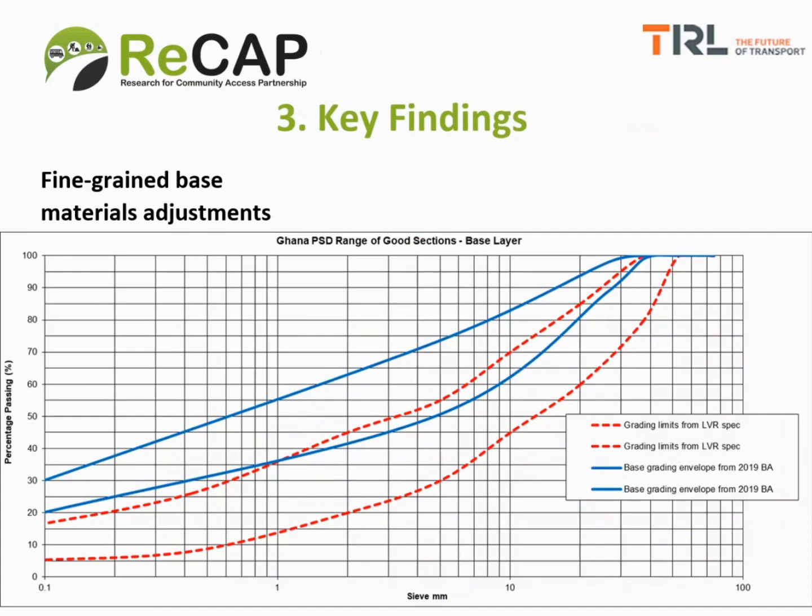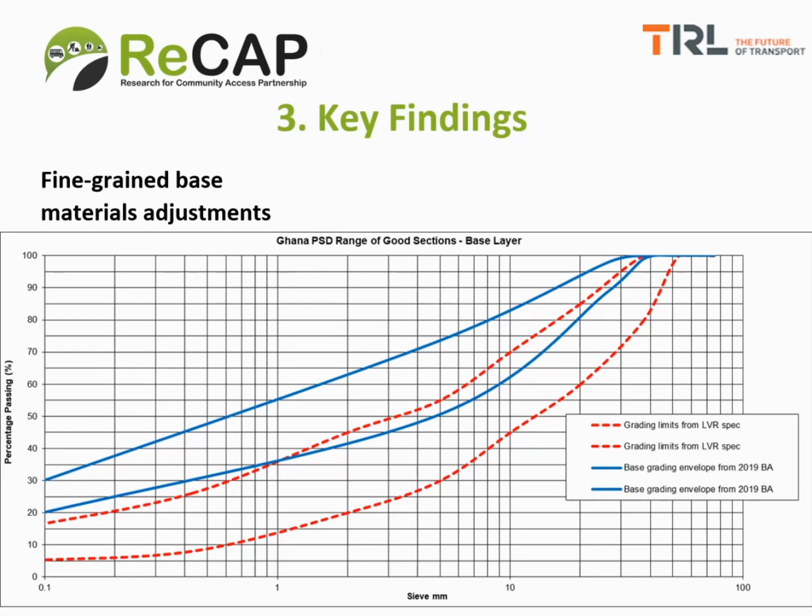For example, the specification of particle size distribution shown here. The red line indicates what is the existing specification in many countries and manuals, and the blue lines indicate the range of materials, fine-grained materials that had performed well. And you can see that the envelope of these fine-grained materials lies actually way outside what the specification limits currently say. So this provides an opportunity to revise the specifications to make these materials available for use in provision of low volume sealed roads.